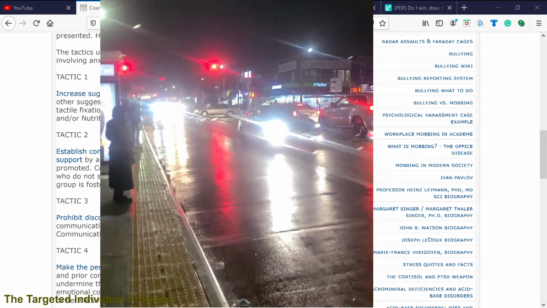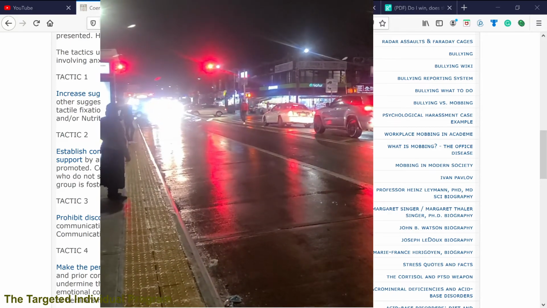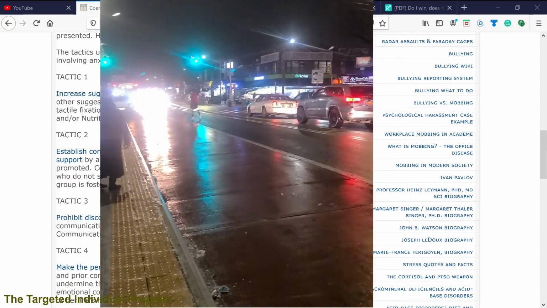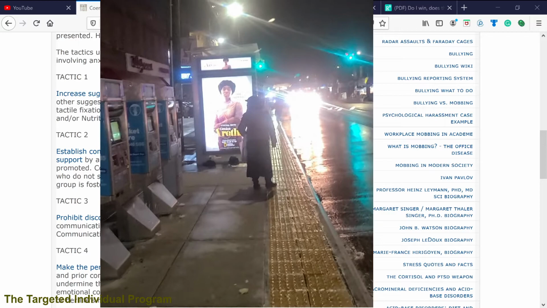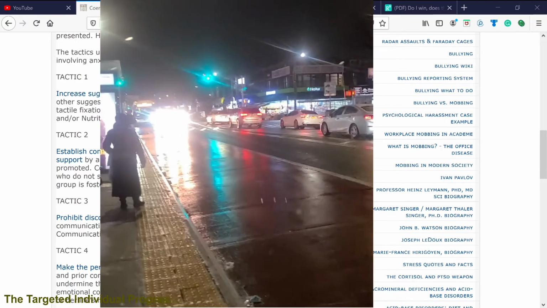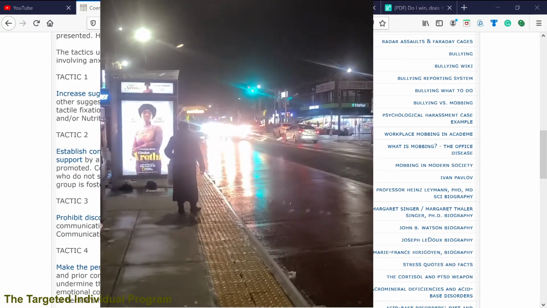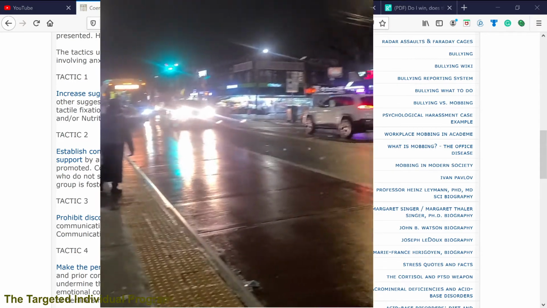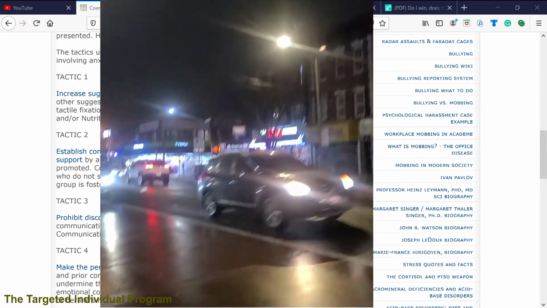Okay, so now you see another guy in red. A lot of people are in red tonight. Once I start to see the frequency of people wearing red, I know they're using that color. Another guy came out of the store wearing red.